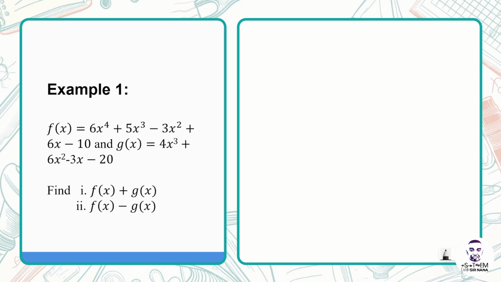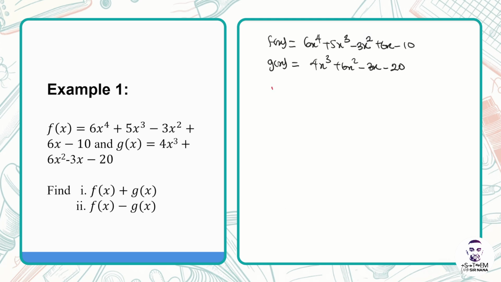So we know that from the question, our f of x is equal to 6x raised to the power 4 plus 5x cubed minus 3x squared plus 6x minus 10. Right, and our g of x is equal to 4x cubed plus 6x squared, minus 3x minus 20. So first we are supposed to do the addition of f of x plus g of x.